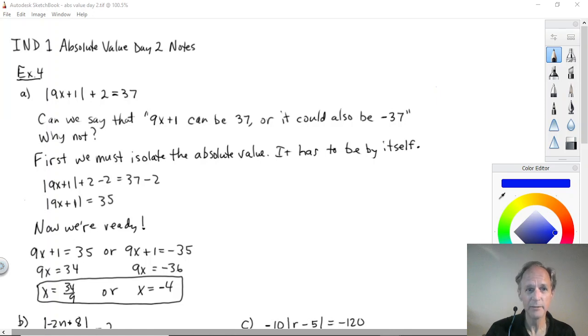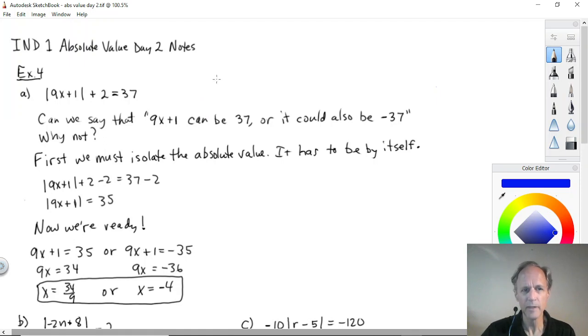Okay, so today we're going to look at more absolute value equations, solving them that is, and we're going to look at some that are a little bit more complicated. So we have something like this: the absolute value of 9x plus 1, plus 2, equals 37. So how is that different from the ones we did the other day?